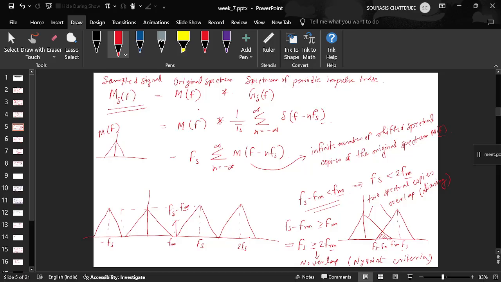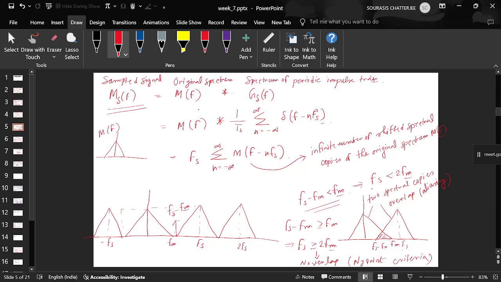So you can see there is no information loss, you get back what you started with, and that is only ensured when the sampling frequency is greater than twice the maximum message frequency. Only then is it ensured that you can actually use a low pass filter with a cutoff frequency of fs by 2 and recover the undistorted message signal.